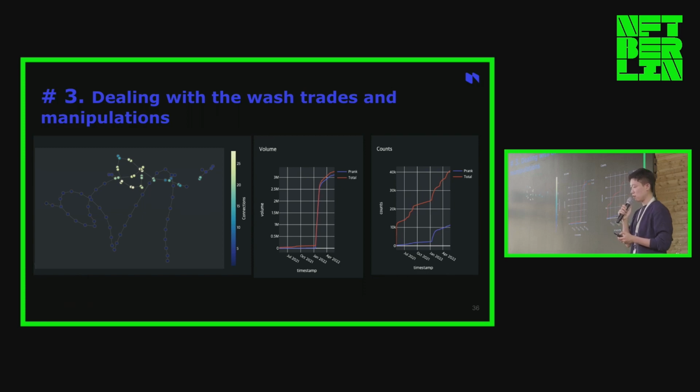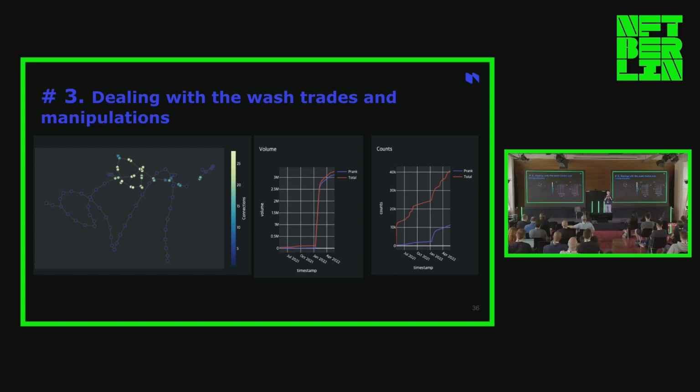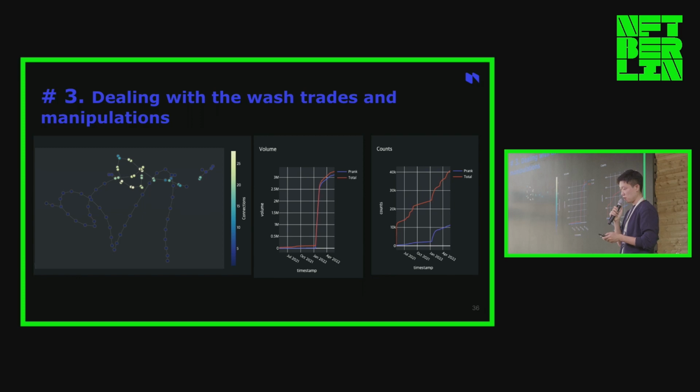Okay, third, dealing with wash trades and manipulations. There is a lot of wash trading going on, and there are a lot of manipulations as well. So you have to clean them all up before building the model. Otherwise, the outliers will harm your model. So we look at the graphs so that for every single wallet, we try to understand the behavior and the transactions involved. We look at the volume and counts and everything, and using that, we get rid of those misbehaviors.